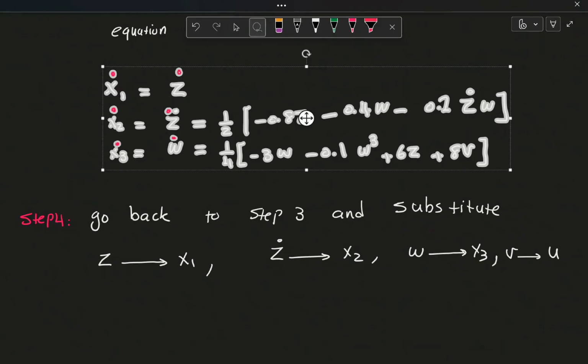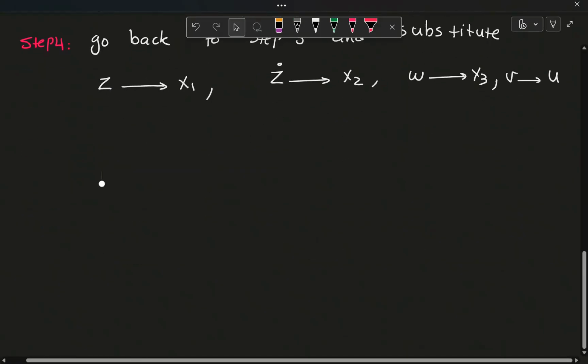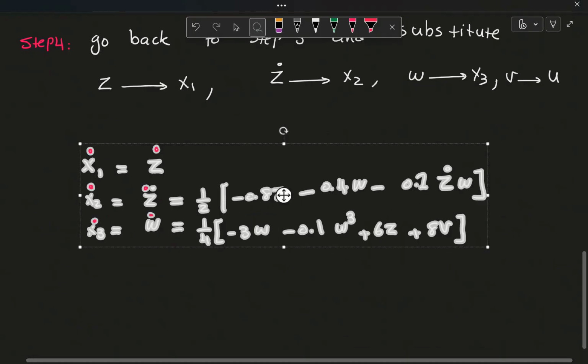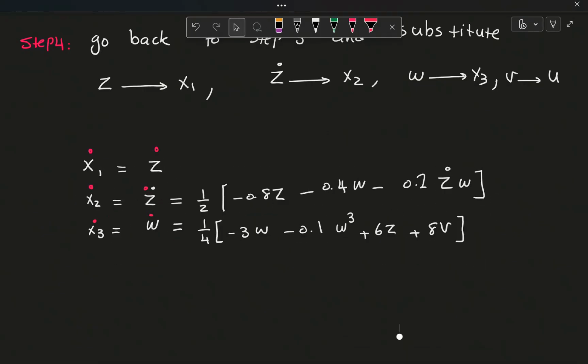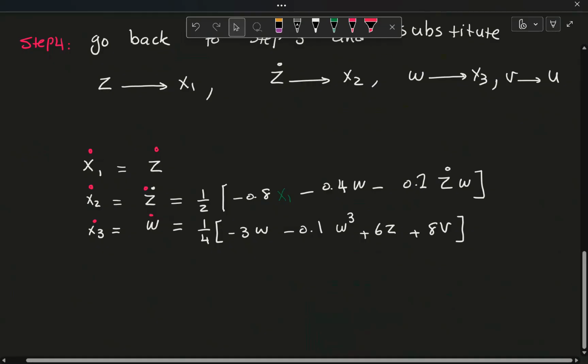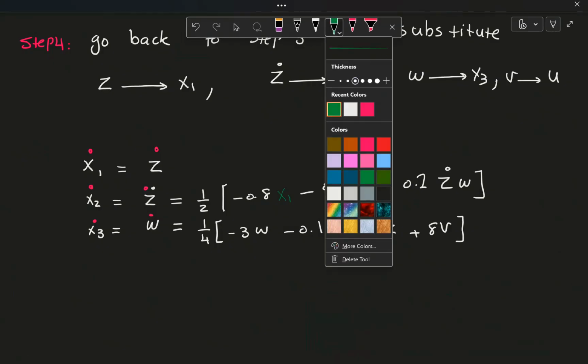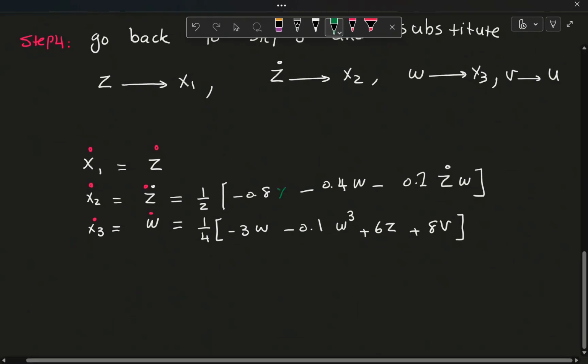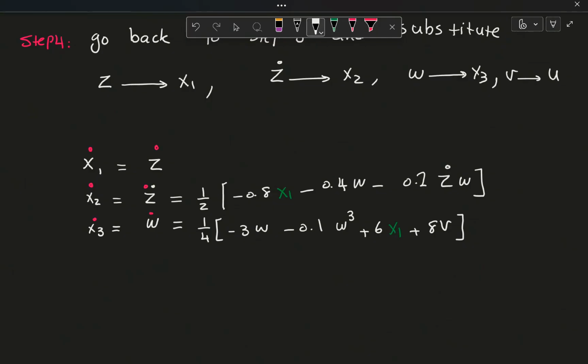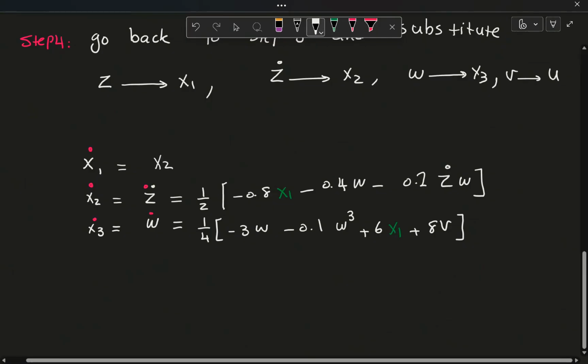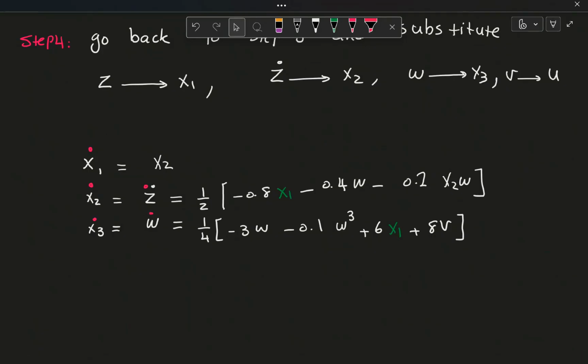Yes? Okay, so let me just go ahead and copy these equations from step 3 and paste them here. Look, whatever z that I have, I'm going to change it to x1. I have z here, which is x1, and this one is a little bit thin. So I have z here, I'm going to change it to x1. What else? I have z here, I'm going to change it to x1. Then z dot, I'm going to change to x2. So z dot is going to be x2. z dot is going to be x2. And whatever w that I have, I'm going to change to x3.